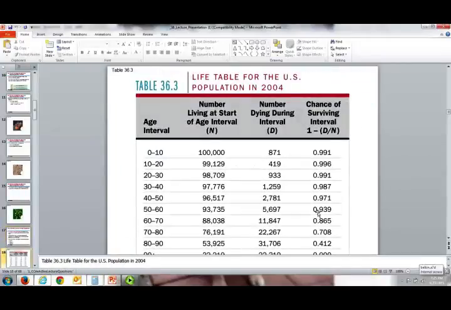So this is just looking at a life table for the population, with age intervals 0 to 10, 10 to 20, 20 to 30, 30 to 40, etc., in 10-year increments. We look at the number alive at the start of the interval and how many died during the interval. Your chance of surviving is calculated by taking 1 minus d over n. So what is your chance of being alive at that interval? You have a 99% chance of being alive between the 0 and age 10 interval.